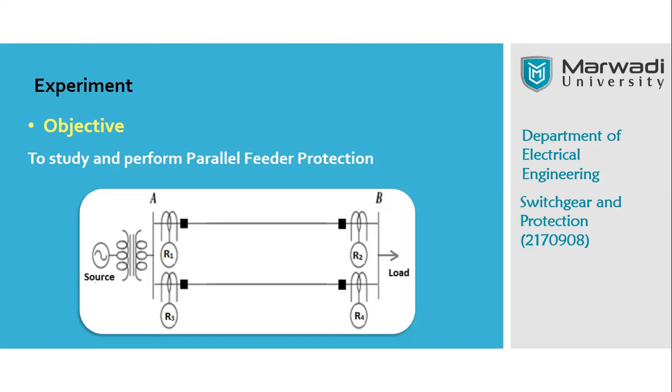This is experiment number 5 actually. Experiment 4 we have already completed, and part of experiment number 3, about the characteristic of directional relay, I will demonstrate in this experiment, parallel feeder. Okay.